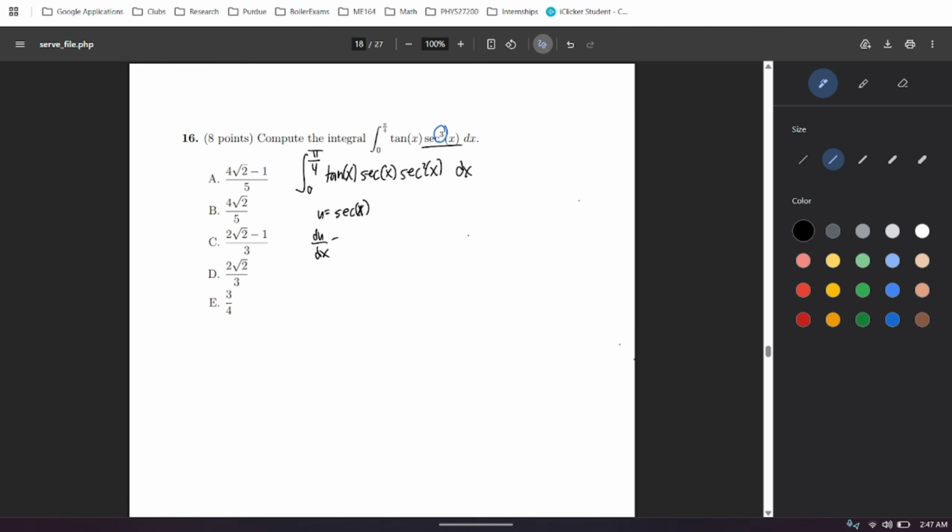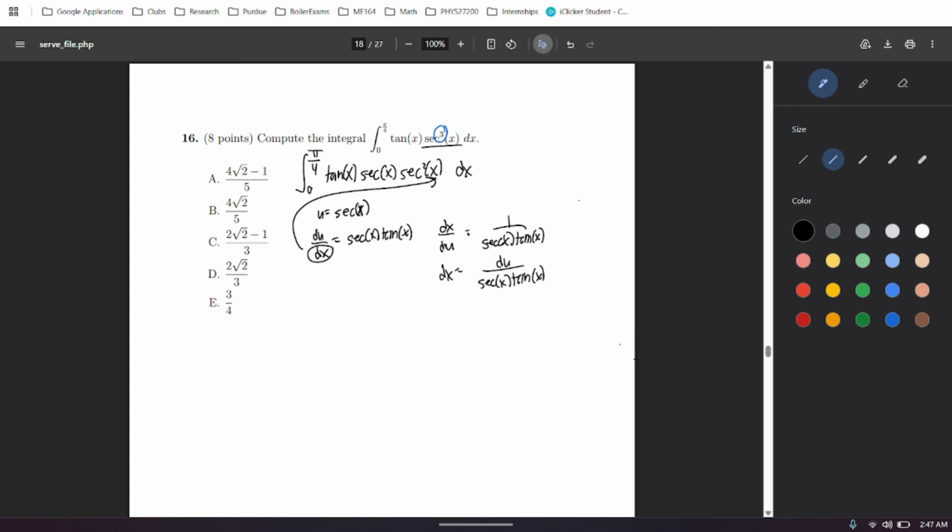du/dx is equal to secant of x tan of x. We must solve for dx as we plug it back into the original function for a proper change of base. dx/du was equal to 1 over secant of x tan of x, which means that dx is equal to du over secant of x tan of x.